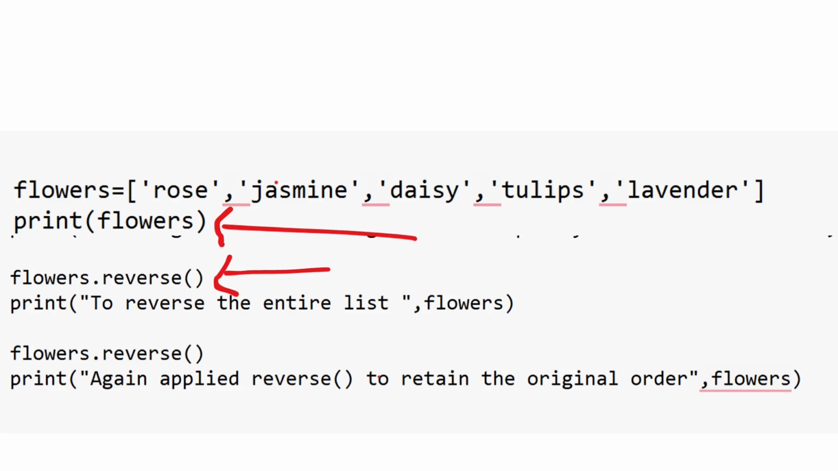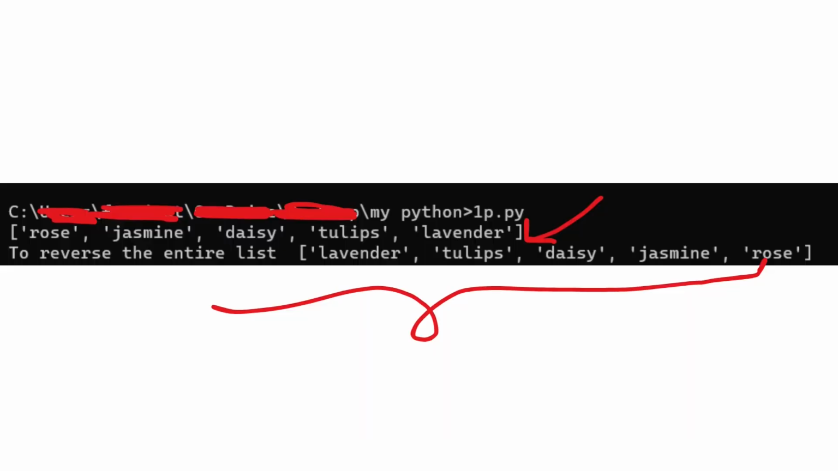The list name is flowers. As usual, I'm going to print flowers, and now I'm going to use this reverse() method on it. So flowers.reverse(), this is the way you have to use it, and we are going to print flowers. Now you can see the output here: lavender, tulips, daisy, jasmine and rose. So what actually happened here? The reverse() method just reversed the order of the list. So here is the reversed order of the list.